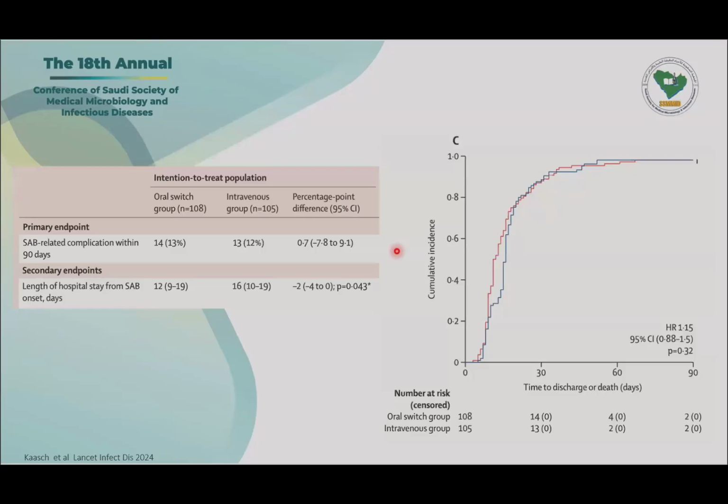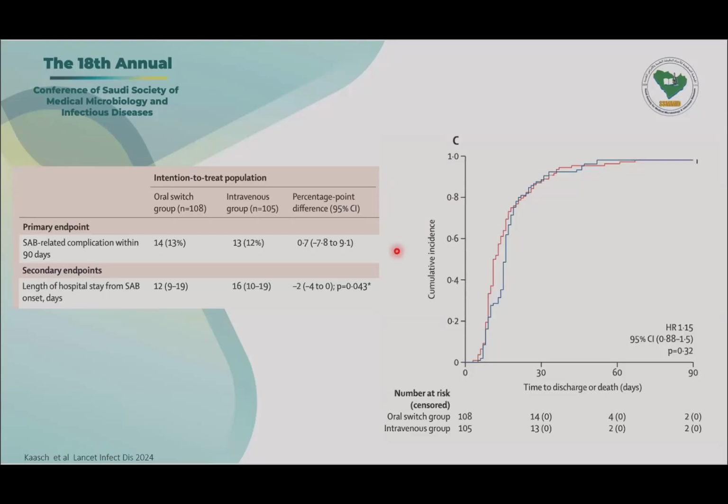This is the main result. This is for the intent to treat population. The primary endpoint was complicated Staph aureus within 90 days, and the groups were similar, the group who had an oral switch or continued IV. And again, it fell within the non-inferiority margin. So this intervention was non-inferior to the other group. And again, with the Kaplan-Meier curve, you see that the two groups were similar.